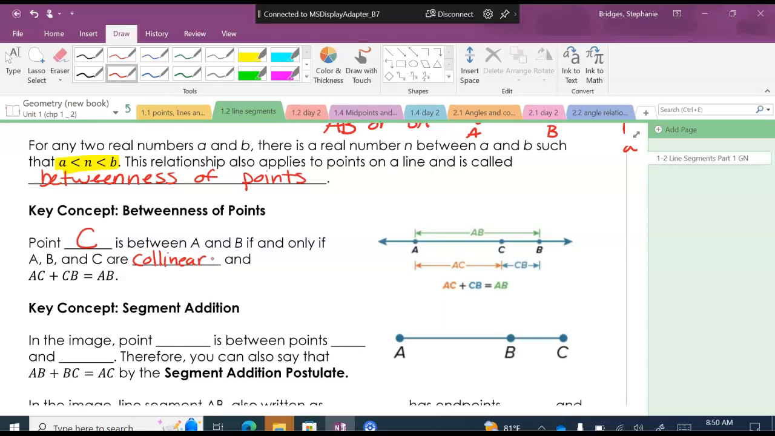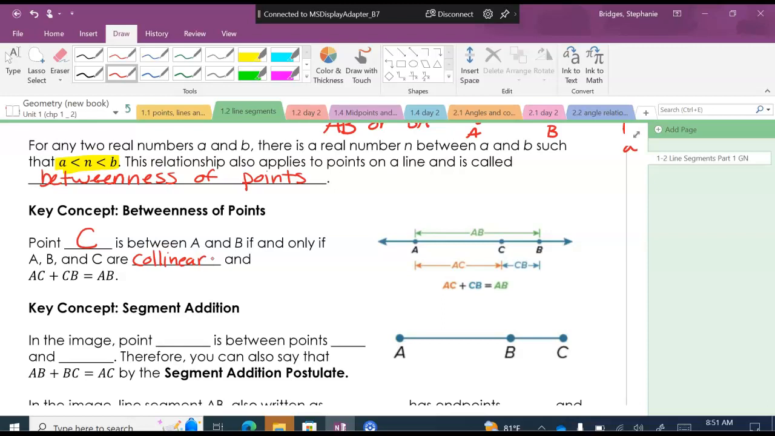And AC, here's my segment AC. Okay, A's here, C's here, right? And then segment CB, okay, C's here, B's here. AC and CB, when I put them together, I make AB, right? So this is what we're getting into. It's called the segment addition postulate here in just a minute. This is segment AC. So this is A and this is C. This is C and this is B. And we put the C's together. That makes one new segment, segment AB. That makes a little bit of sense.